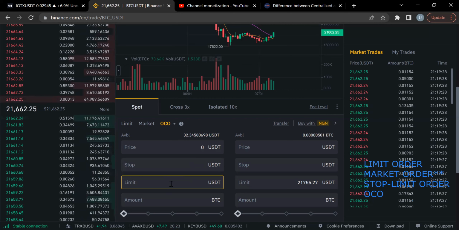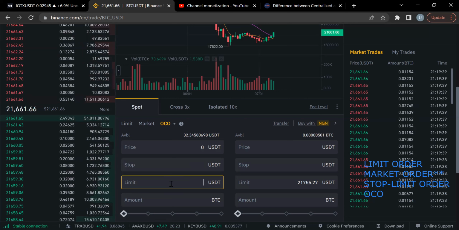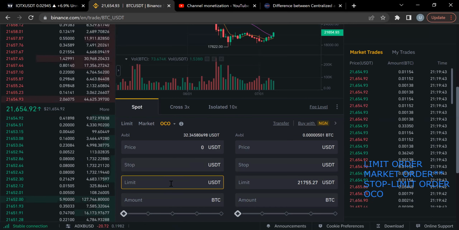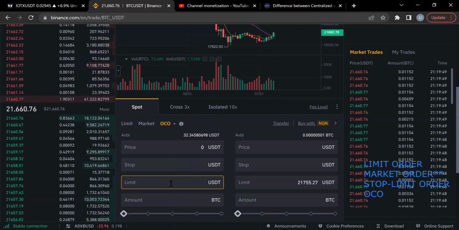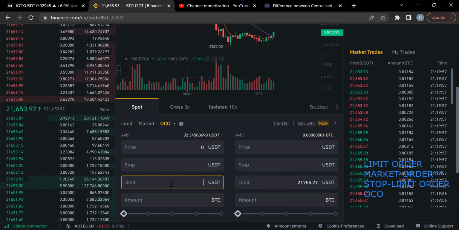Now, if you are using the OCO, that means you are trying to set two orders at the same time. If it should go down, I want to buy. But if it doesn't go down and just keeps going up, I still want to buy. If one is activated, the other one will be cancelled. That's why we call it one cancels the other, or one cancels one, OCO.